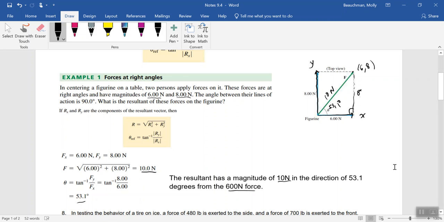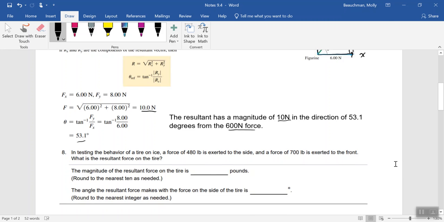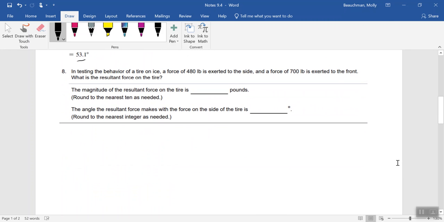So we're going to try that with an example from your homework. In testing the behavior of a tire on ice, a force of 480 pounds is exerted to the side, and a force of 700 pounds is exerted to the front. So think about these as being at right angles to each other. So you have a force of 480 and a force of 700. And what we want to find is the resultant. So the resultant is going to be the diagonal of that rectangle.